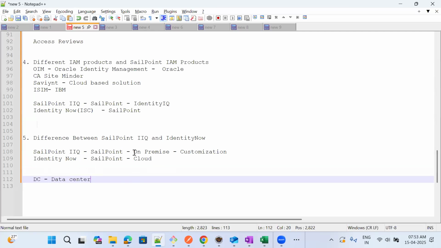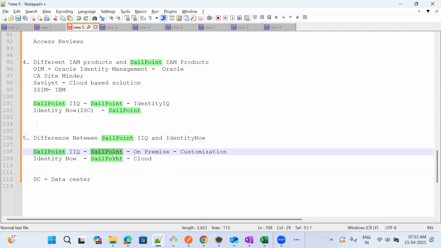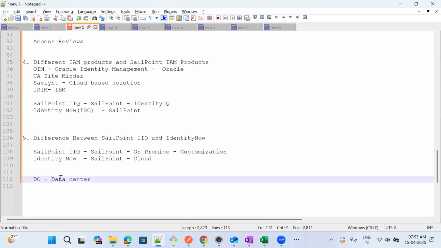So when we say on-premise, whoever the product provider may be, they will provide the installer. It is our responsibility to install the product. Okay, so we have to install it on a particular server. Within our data centers, we have servers. When we say servers, it is our own servers.